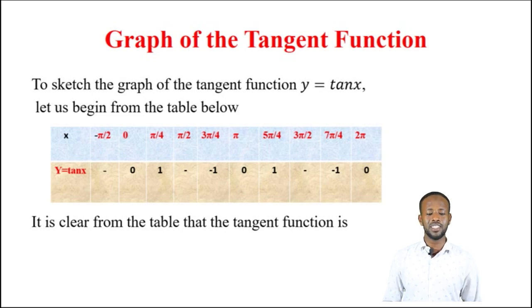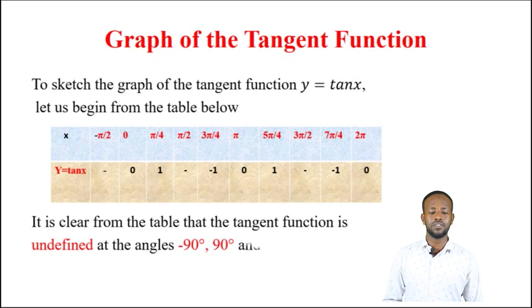So now let us put this in where? In the xy plane now. If we have filled it correctly, our graph will become correct. But the places where there is a hyphen, we will put what? A vertical line, a broken line. It will become a vertical asymptote line. You know asymptote line, isn't it? So undefined, and the angles are negative 90 degrees, 90 degrees, and 270 degrees.